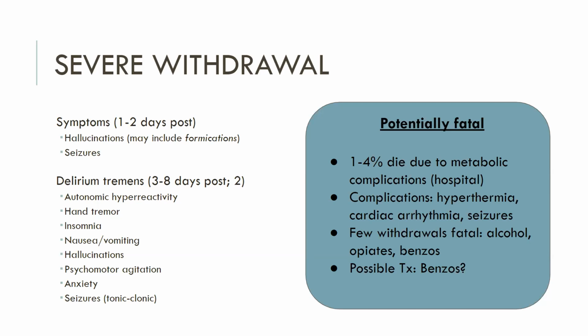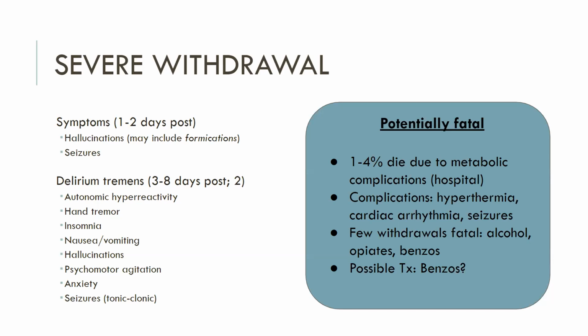So 3 to 8 days out, we may see this delirium tremens pattern, which is diagnosed by the presence of 2 or more of the symptoms on this list, which include autonomic hyperreactivity, hand tremors, insomnia, nausea or vomiting, again, hallucinations, psychomotor agitation, anxiety, and again, seizures, specifically more the tonic-clonic subtype.